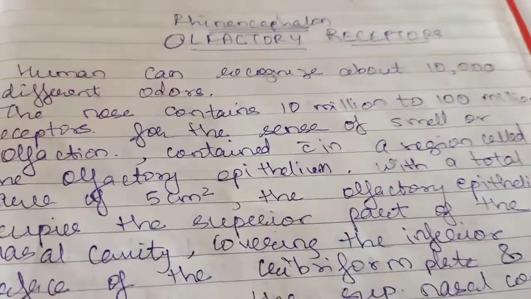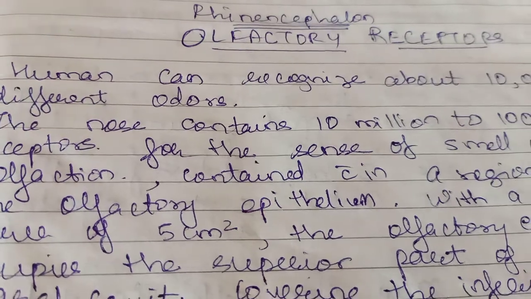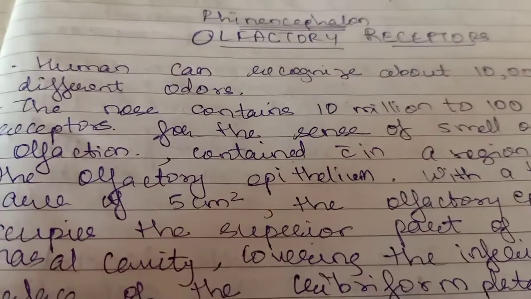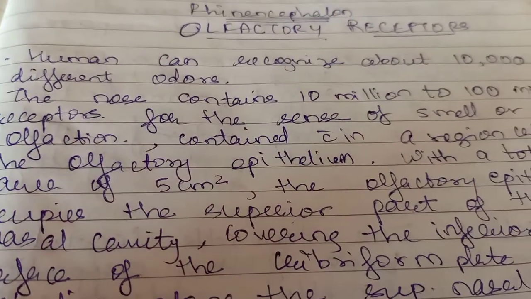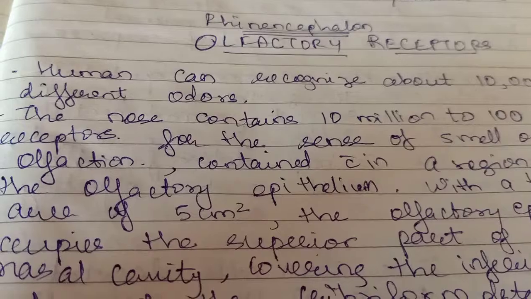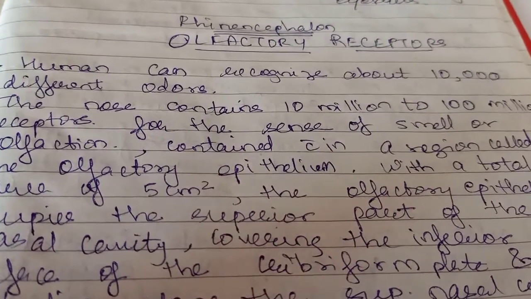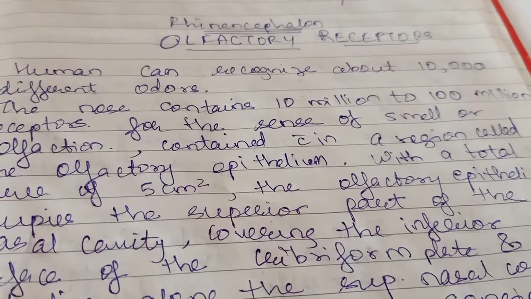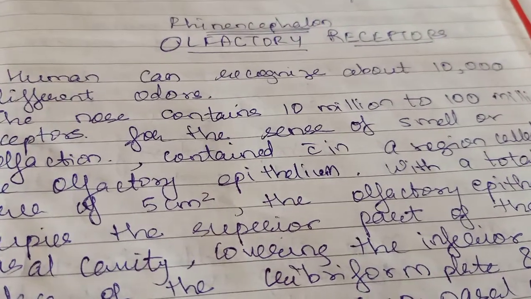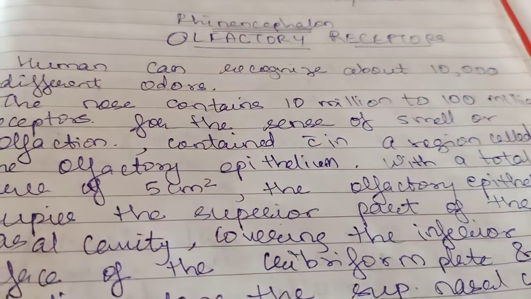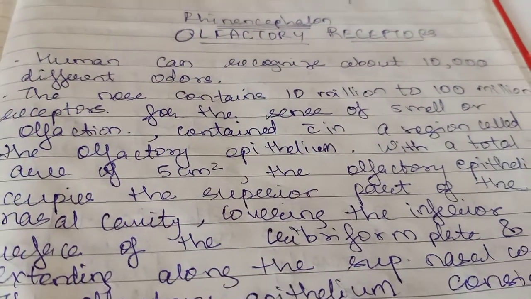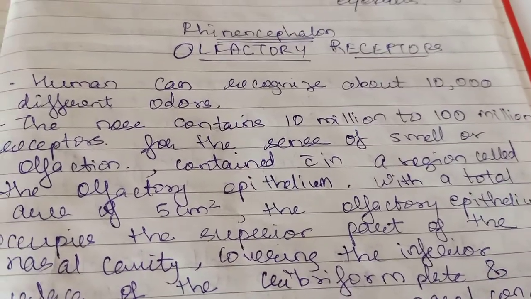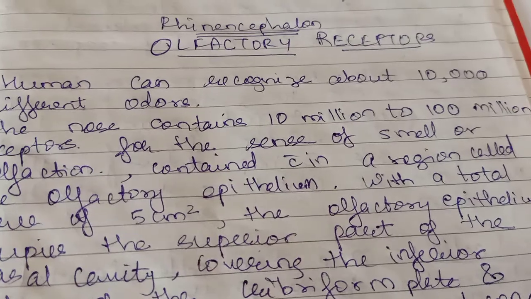Humans can recognize about 10,000 different odors. The nose contains 10 million to 100 million receptors for the sense of smell. These receptors, required for the sense of smell or olfaction, are contained within the region called the olfactory epithelium.